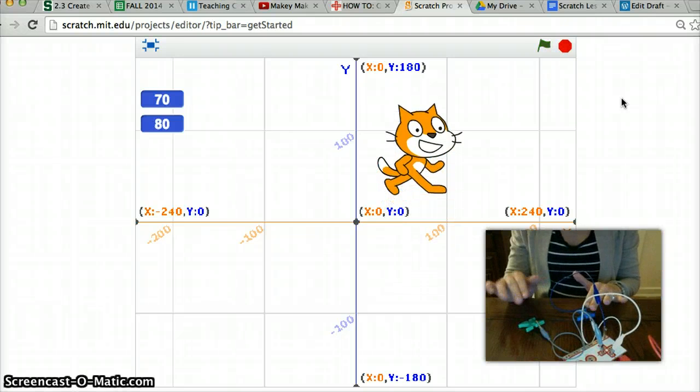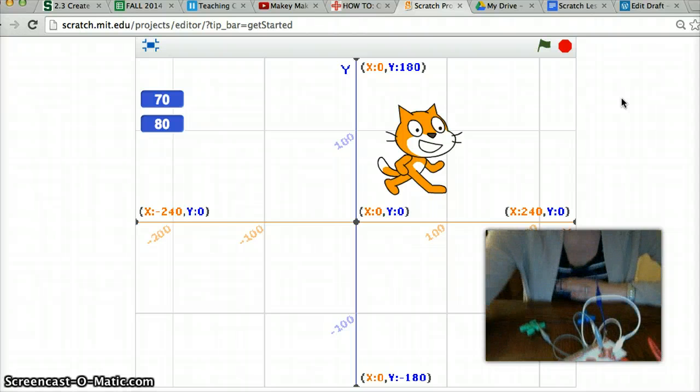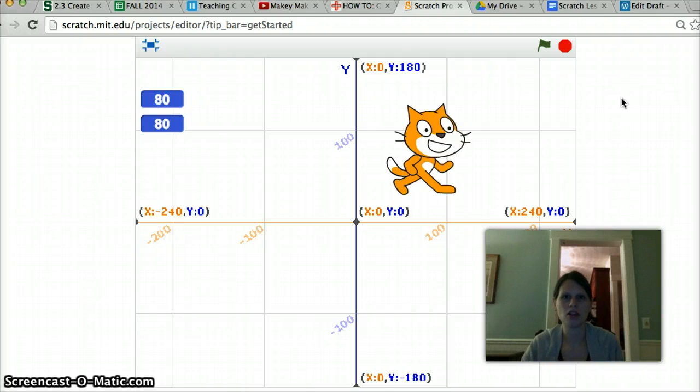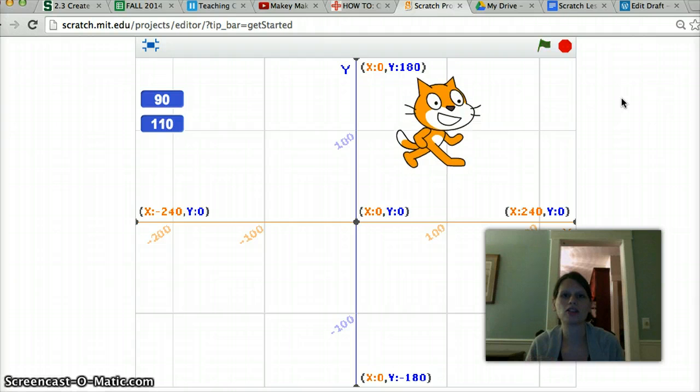So what I'll do in my lesson is I will give students a coordinate using just a note card, whatever coordinate that is, and then they will have to touch X and Y to move him across.